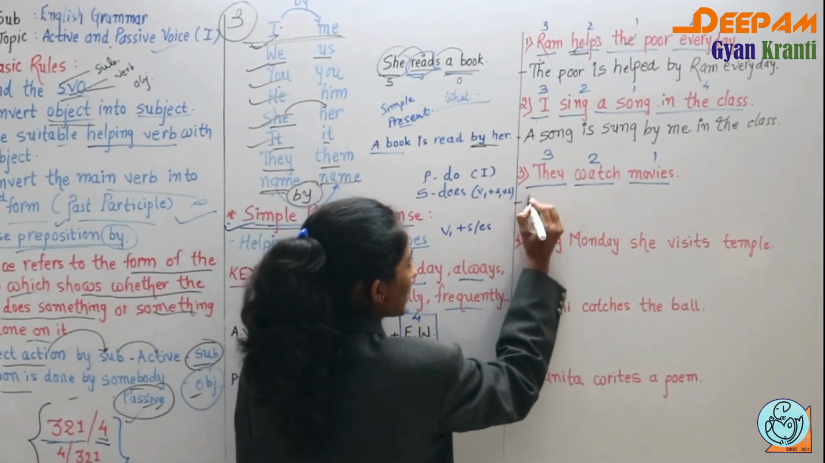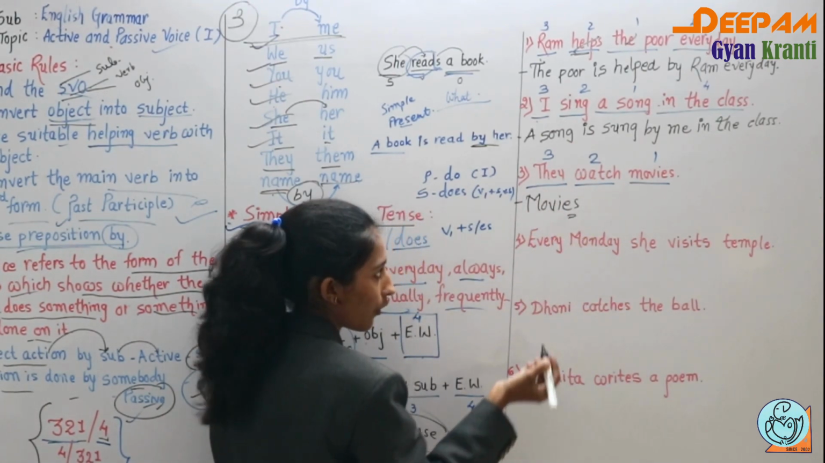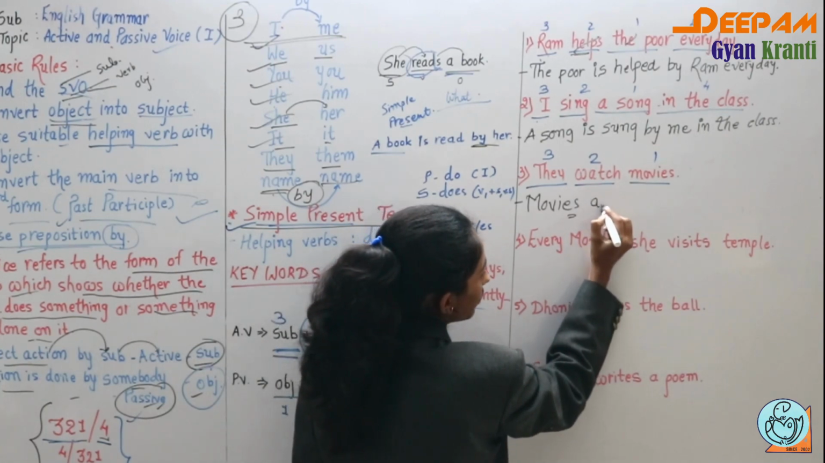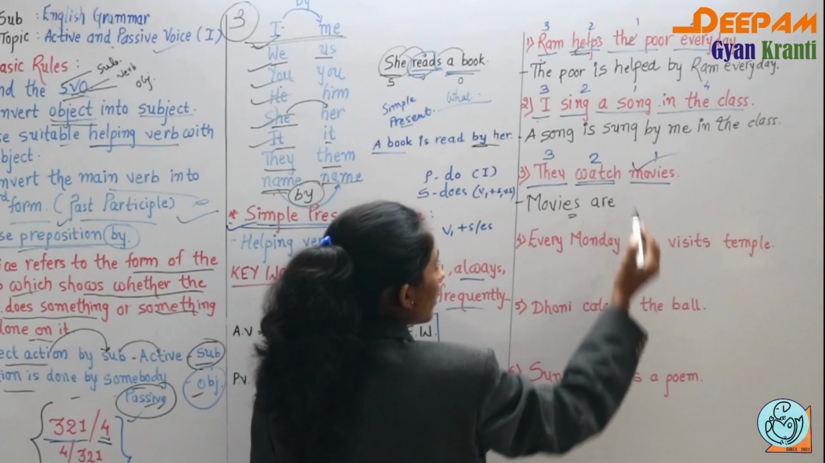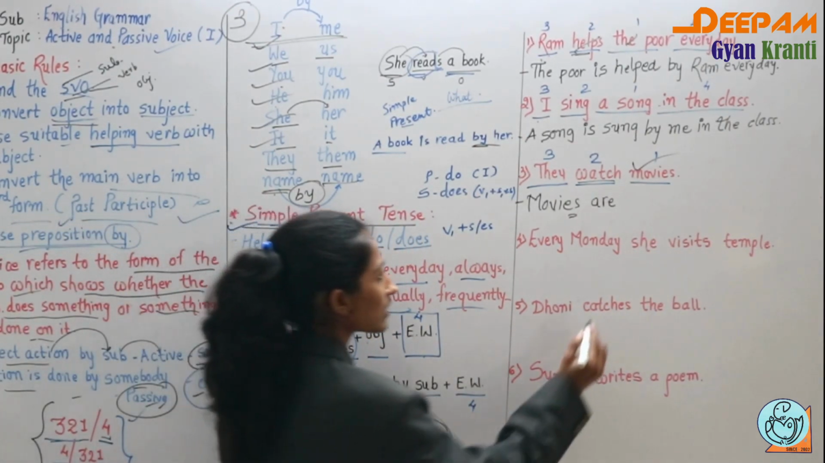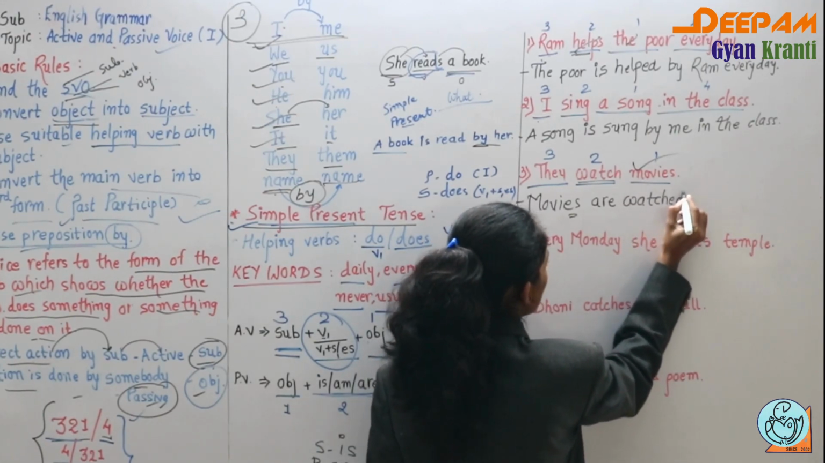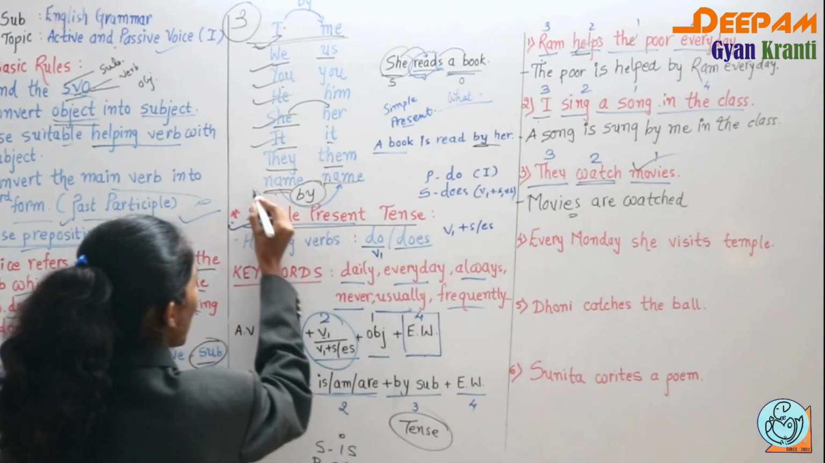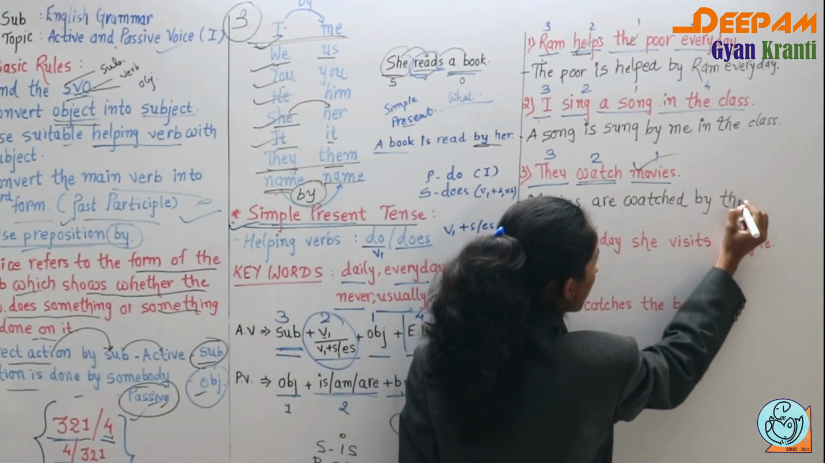So first comes movies. Movies are plural. So what do we have to use? Are. Then second number. First is done. Then second, so watch. You have to change the watch into V3 form. So what is V3 of watch? The V3 form of watch is watched. And they, so what is the answer? By them. So movies are watched by them.